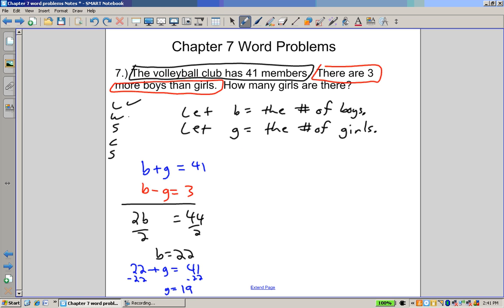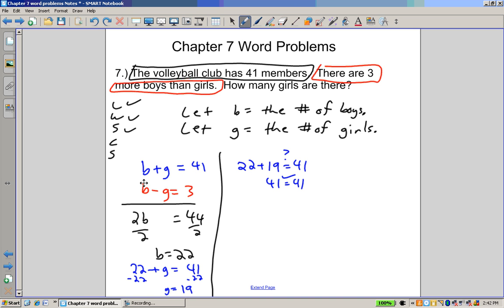Okay, so we've written our equations. We've solved them. Now let's check to see if they make sense. In the blue, we have 22, which is the boys, plus the girls, which is 19, equals 41. Let's see if that's true. 22 plus 19 is 30, plus 11 is 41, so that does work.